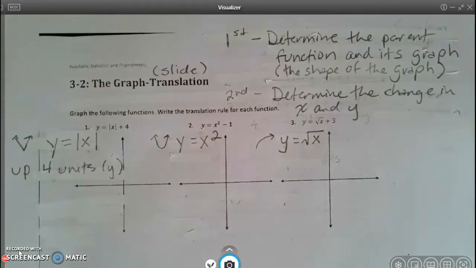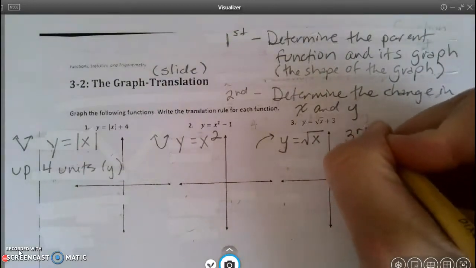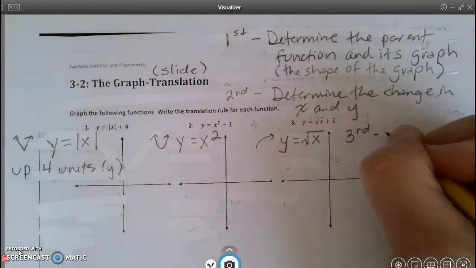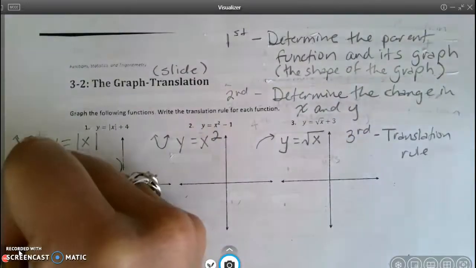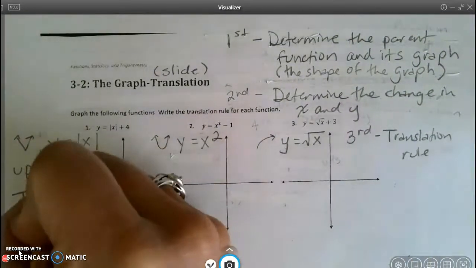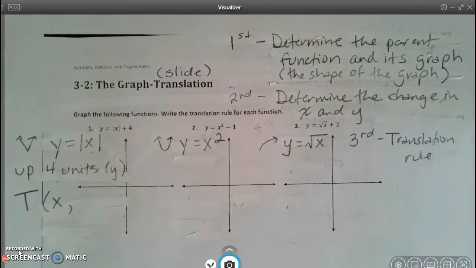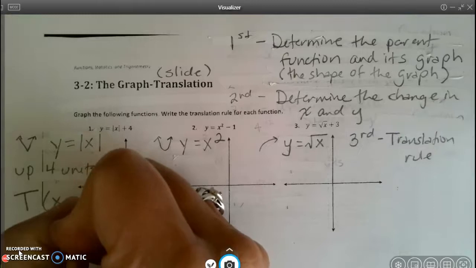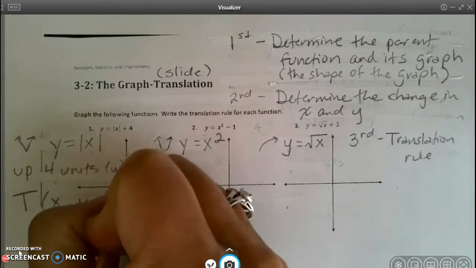That doesn't affect the x at all. So my third step, I'm going to go ahead and write my translation rule, where I use a capital T for translation. Nothing happened to the x, so I just leave x by itself. I could put plus 0 if I wanted to as a placeholder, and y, since it went up 4, is plus 4.